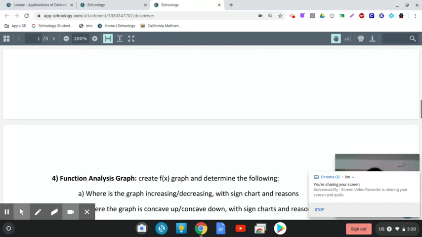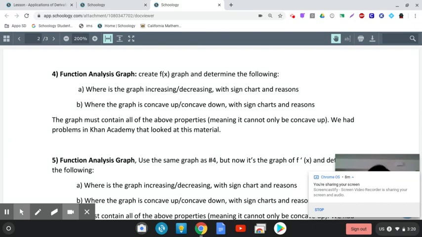The next one is function analysis. Create an f of x graph. So make an f of x graph and determine the following. Where's the graph going to be increasing, decreasing? Give me a sign chart. Where the graph is going to be concave up, concave down with the sign chart.